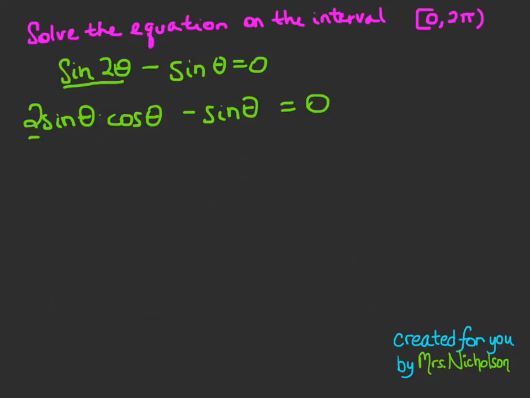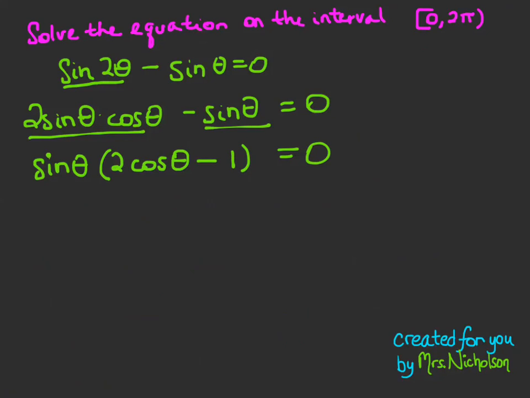I have 2 terms, 2 sine theta cosine theta and sine theta, and they both have a sine theta, so I can factor that out. Sine theta, bring it out to the front, and if I do that in my first term, I'm left with 2 times cosine theta minus, and then if I factor sine theta out of my second term, I'm just left with 1. And this is still equal to 0. So now I'm factored, ready to set both parts equal to 0. Sine theta equals 0, or 2 cosine theta minus 1 equals 0.